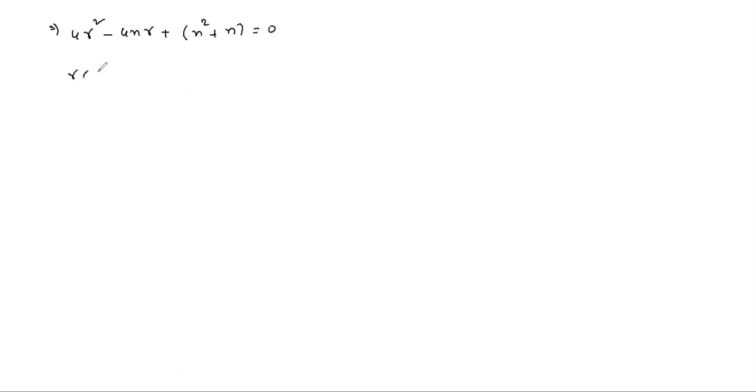So r is a real number. So the discriminant is greater than or equal to 0. The discriminant is b square minus 4ac. So 16n square is greater than or equal to 4 into 4 into n square plus n. So n should be less than or equal to 0. So n less than or equal to 0 means the only possibility is 0.